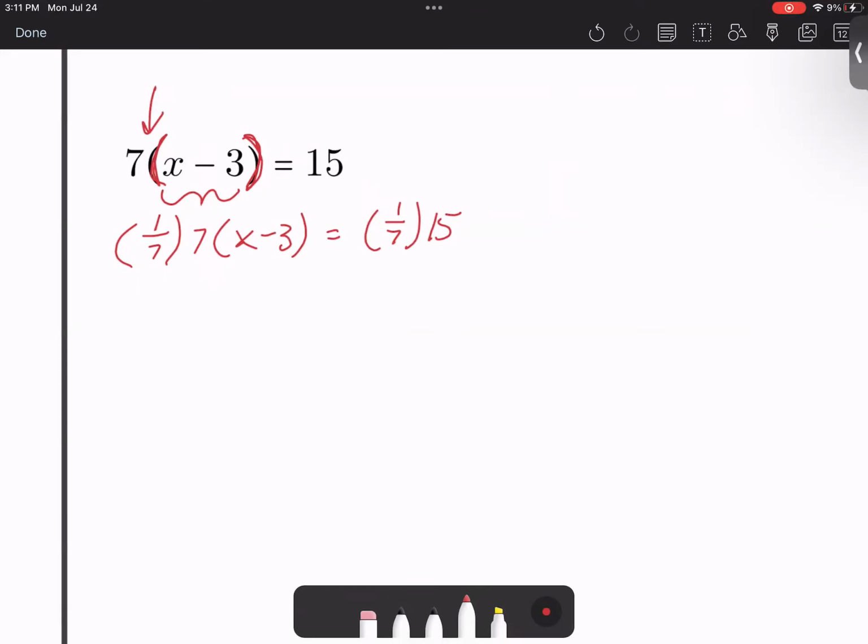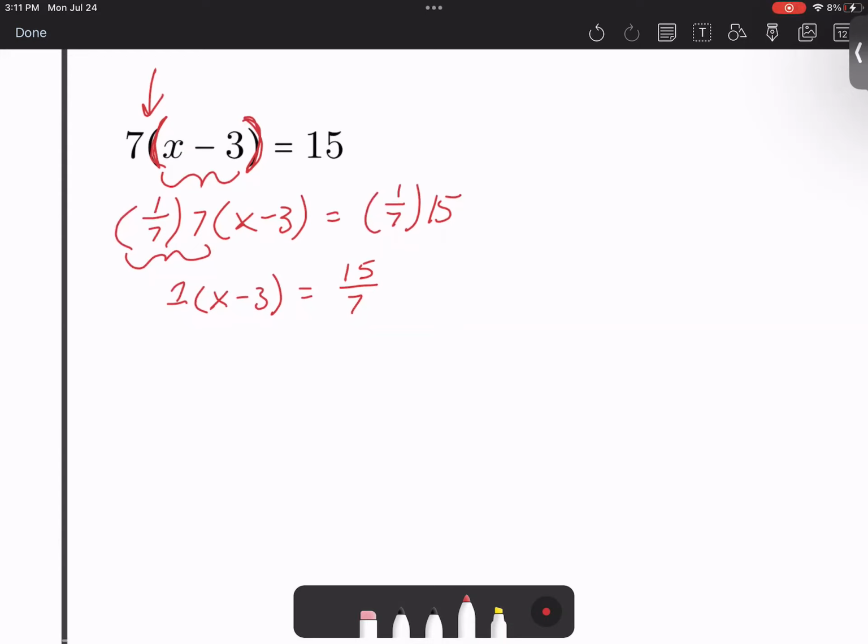All right. By associativity of multiplication, I can do the 1/7 times the 7, which gives me a 1, which leaves me with just 1 times x minus 3. And 15 divided by 7, let's just leave that as a fraction. All right. By multiplicative identity, 1 times x minus 3 is just x minus 3.